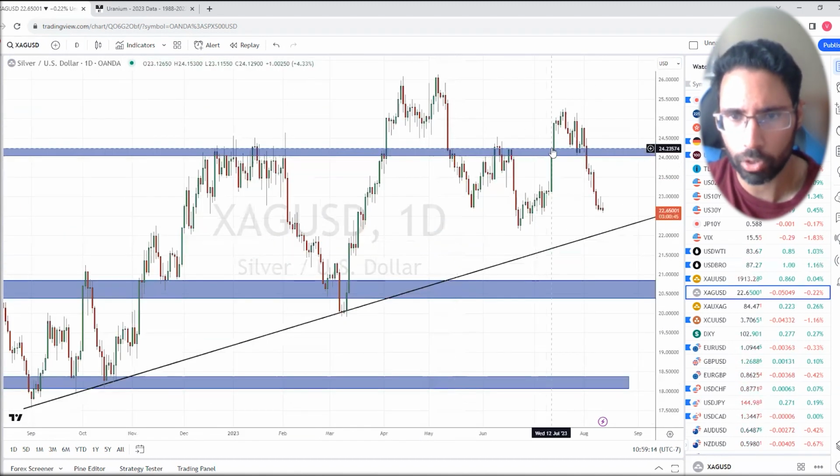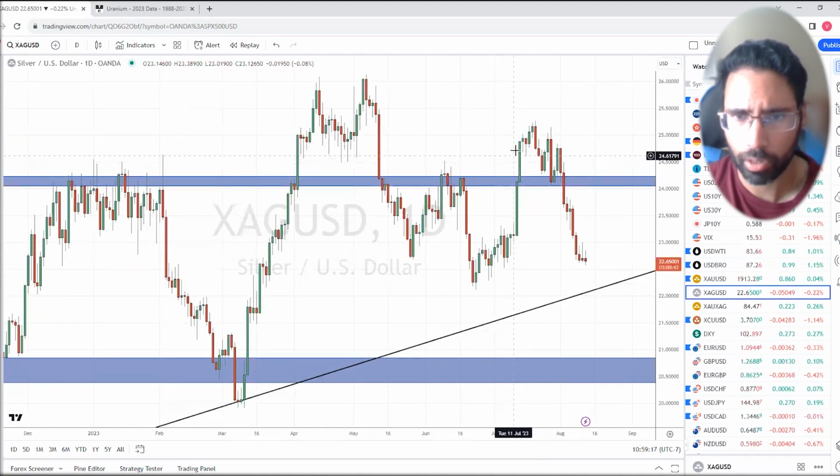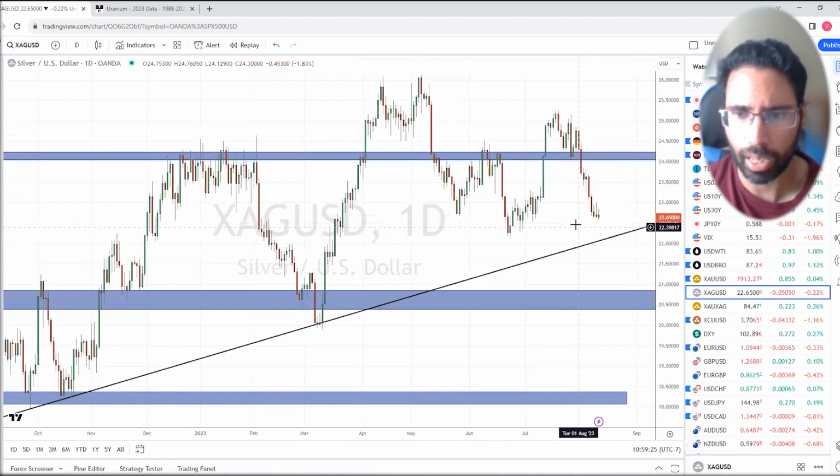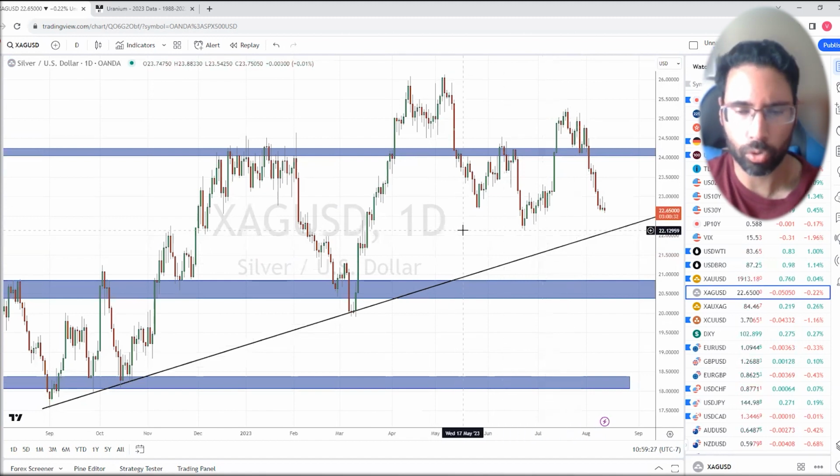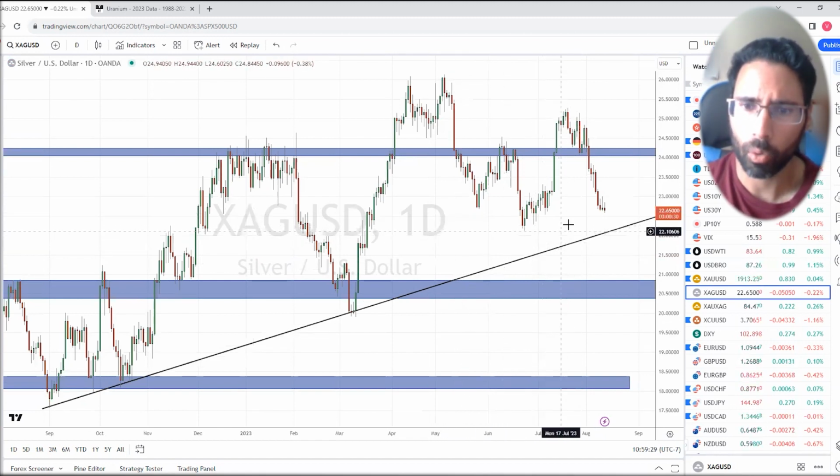But obviously you can see silver also failed its breakout attempt here, where it gained some momentum and some steam, but the sellers came in quite hard and it broke back below $24. And as I said, let's watch this $22 zone, which will coincide with the trend line as well.